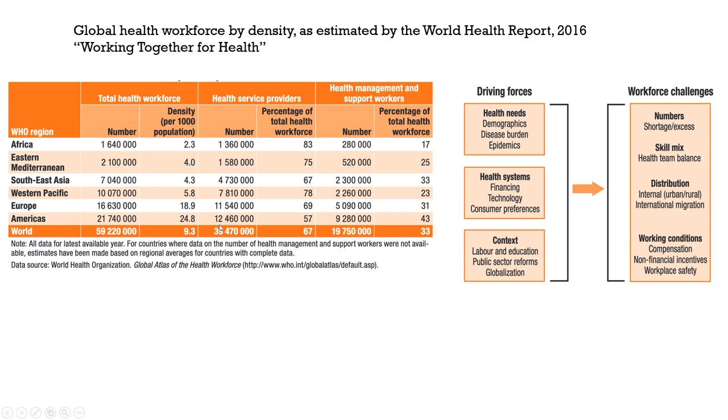But in 2006, it was estimated that we had about 59.2 million health workers. Of them, 39.4 million were health service providers and 19.7 million were health management and support workers. So, of the total health workers, 67% were health service providers and 33% were support workers.